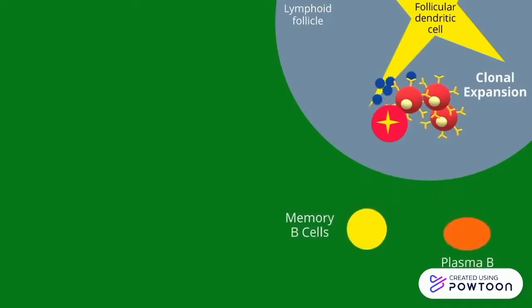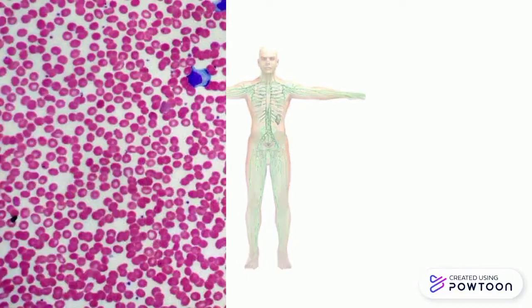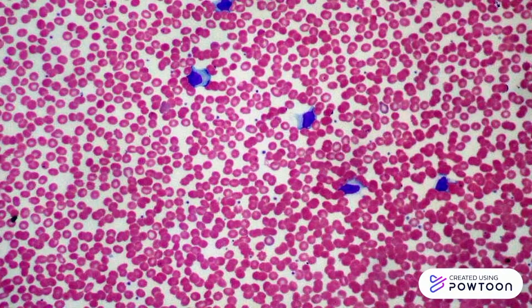These long-lived memory B cells serve as a lifelong reservoir for the virus. The infection spreads throughout the body by the lymphatic system. Atypical lymphocytes are seen on examination.